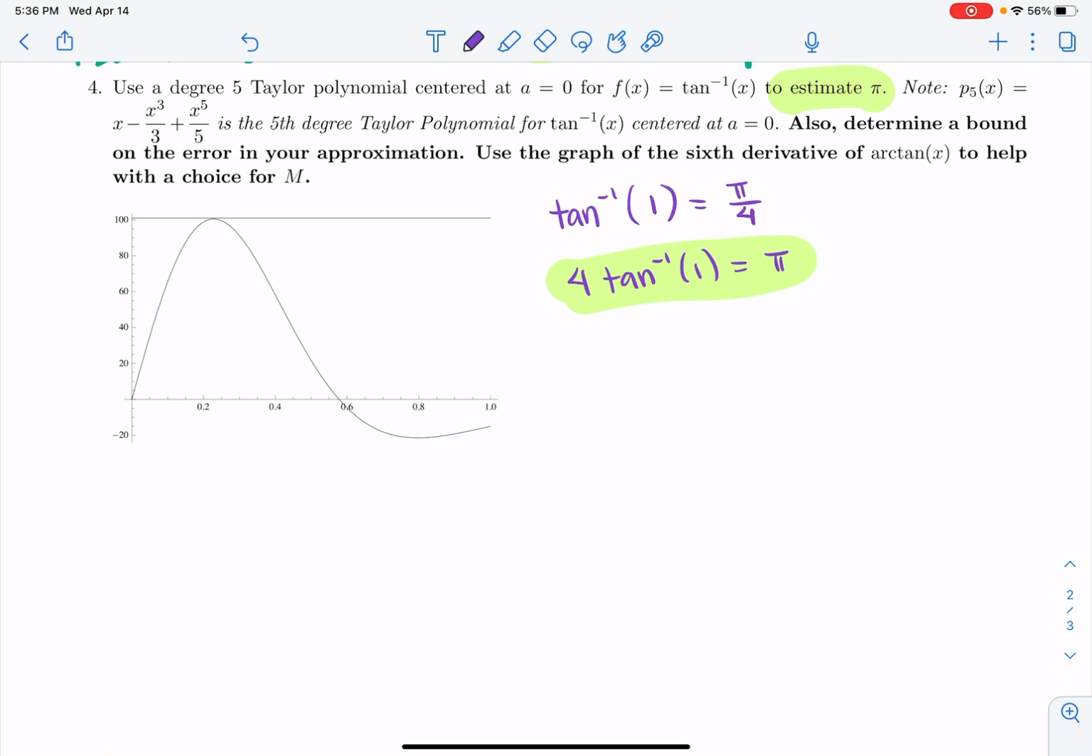So let's figure out what this should be. This should be approximately equal to 4 times p5 of 1, right? Because this is our approximation for inverse tangent of 1. So we're going to find our approximation and then plug it in.